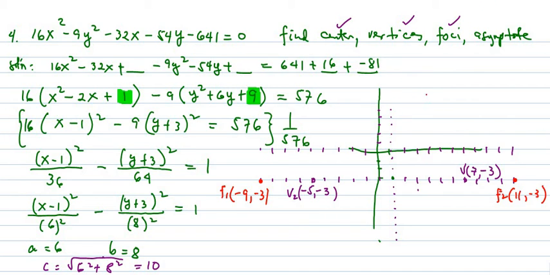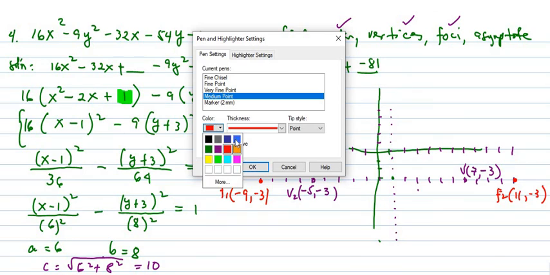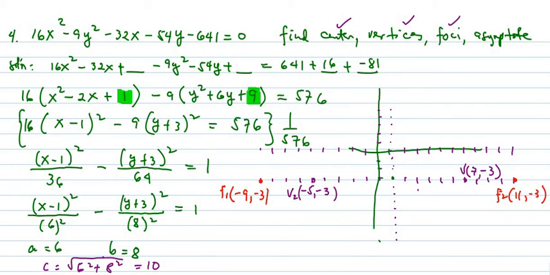This time, the asymptote. I will change my pen color. Again, the equation of the asymptote is y equals k plus or minus b over a times (x minus h). We did not write here our center, so I will write that our center is at x equals 1 and y equals negative 3.